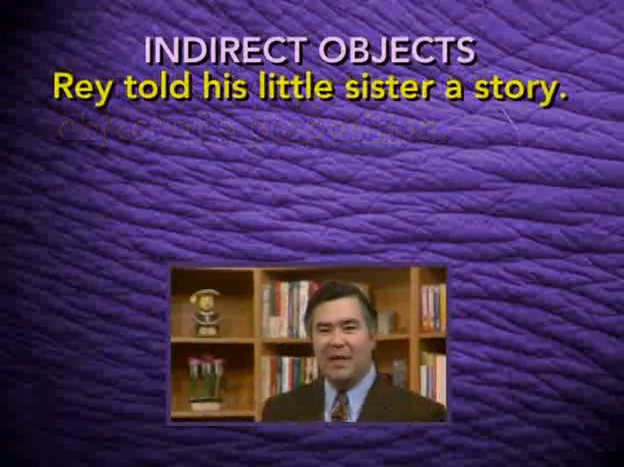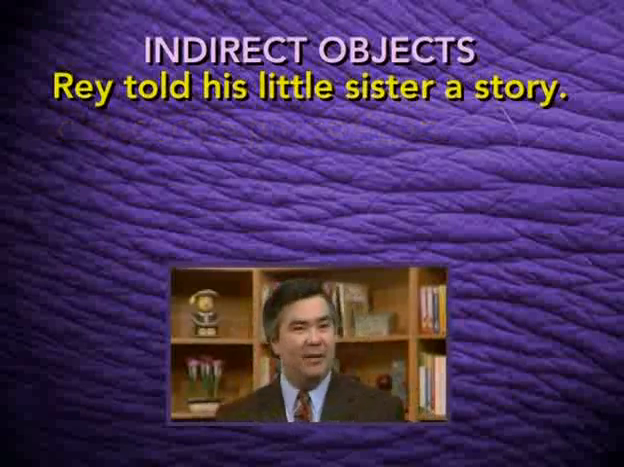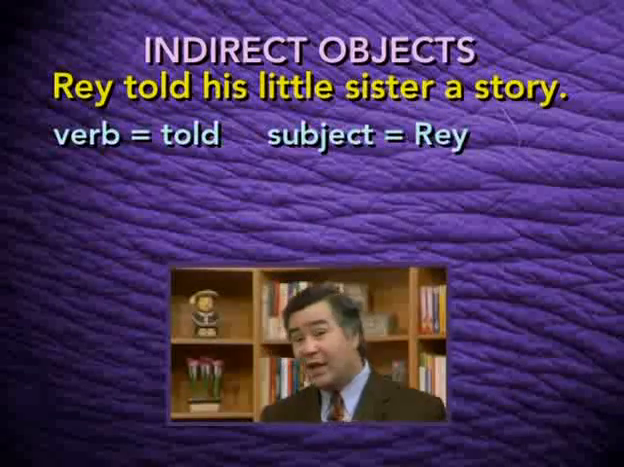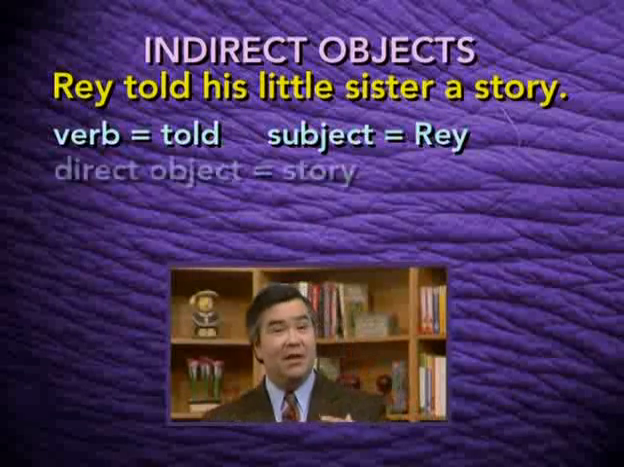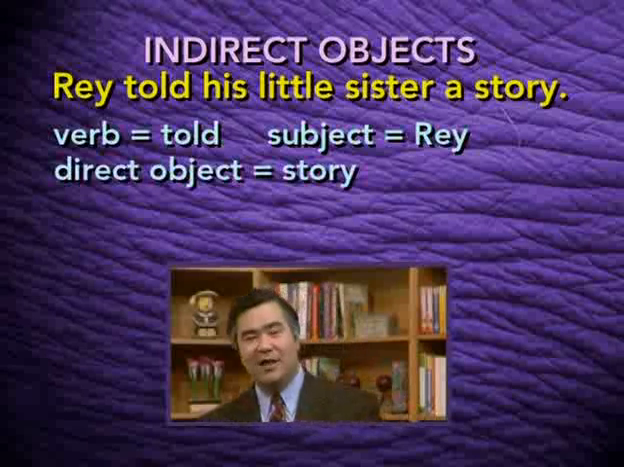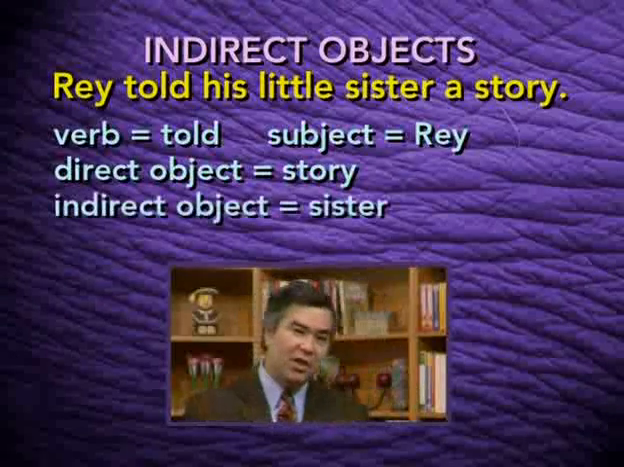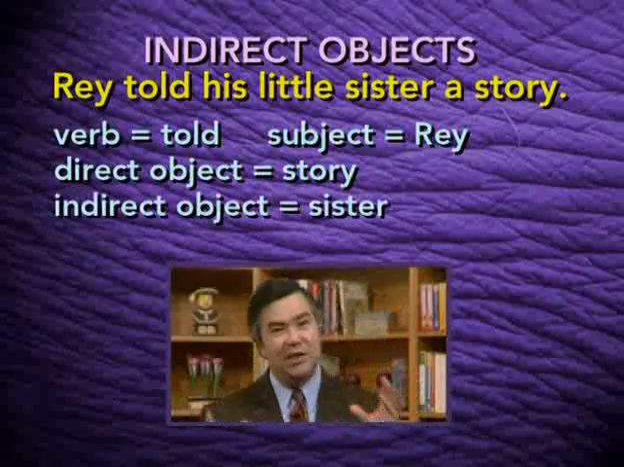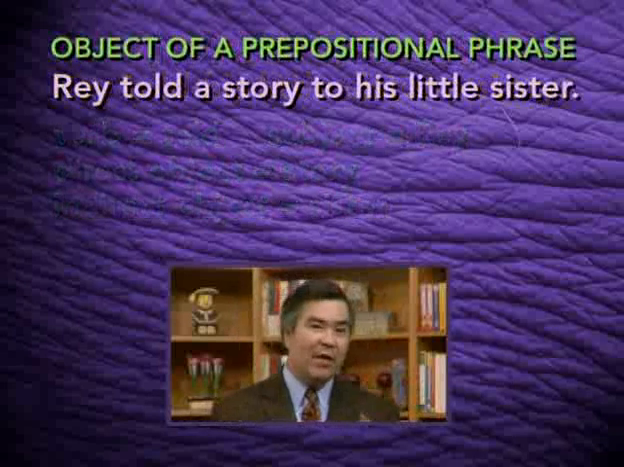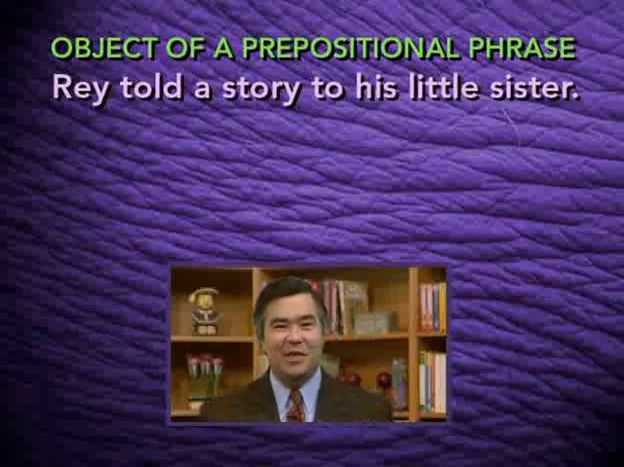Let me illustrate what I mean. Look at this sentence. Ray told his little sister a story. The verb is told, the subject is Ray. The direct object, that is, what did Ray tell, is story. That's what Ray told. Now, to whom did he tell the story? Answer, sister, his little sister more specifically. So sister is the indirect object, and it's placed just where it is supposed to be, between the verb and the direct object. Now, here's another sentence that says the same thing, but doesn't contain an indirect object.